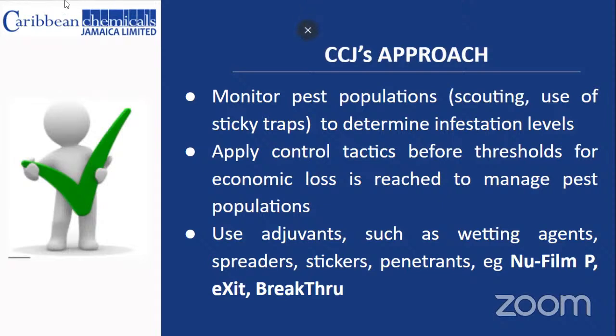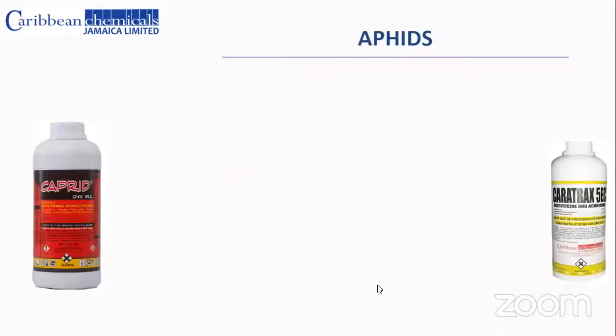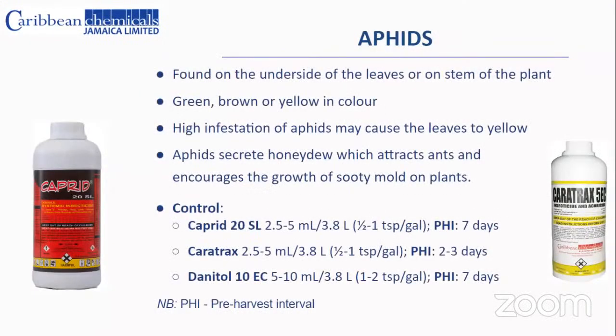So products like Newfilm P, which is an advanced spreader sticker, and Exit Breakthrough, which are adjuvants that can pull through the product, are great in improving efficacy, locking those chemistries, and therefore extending the life. So we're speaking about extending the interval between spraying, because these adjuvants would have held the chemistries longer, would have been able to pull those chemistries inside the plants and therefore have a more effective control over the pests. So that is, in a nutshell, the CCG approach: IPM method and use of adjuvants.